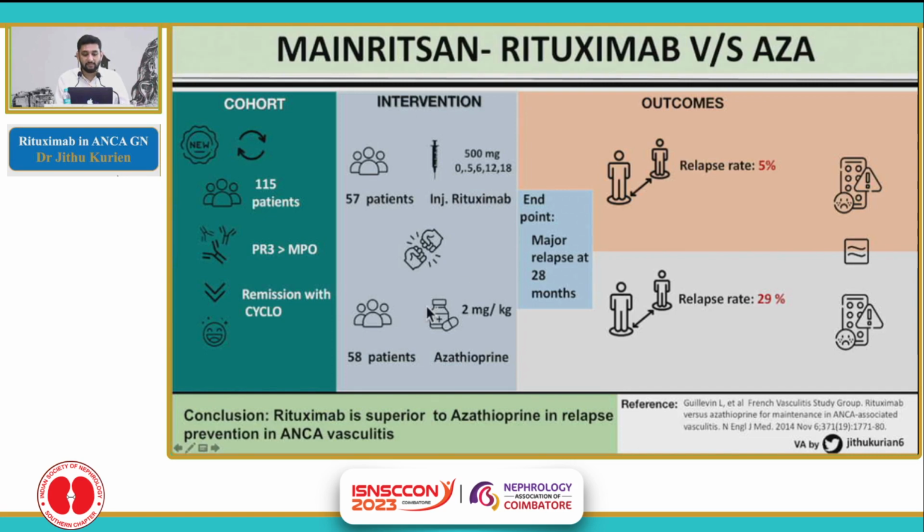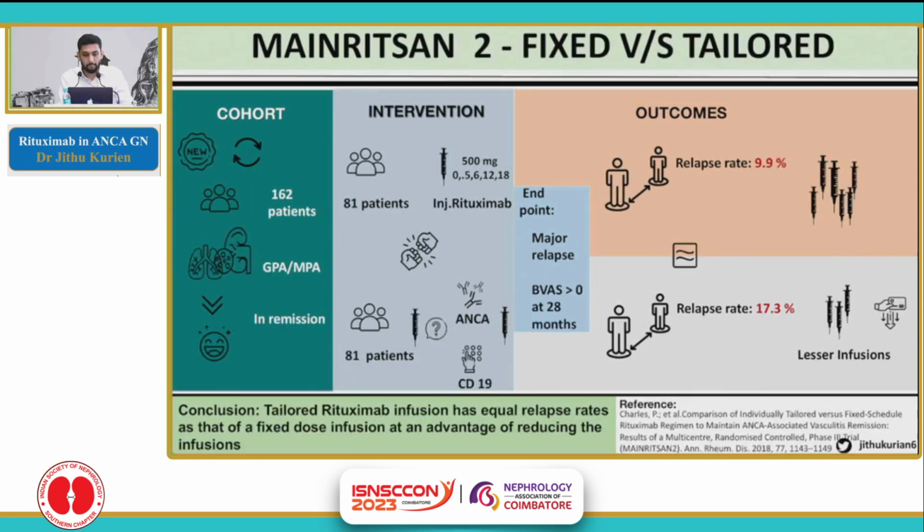And this was compared with azathioprine at a dose of 2 milligram per kilogram, and the endpoint was a major relapse at 28 months. And what they saw was the relapse rate with azathioprine as a maintenance therapy was higher, bringing it to the conclusion that rituximab is superior to azathioprine in relapse prevention in ANCA vasculitis. Now coming to MAINRITSAN 2.